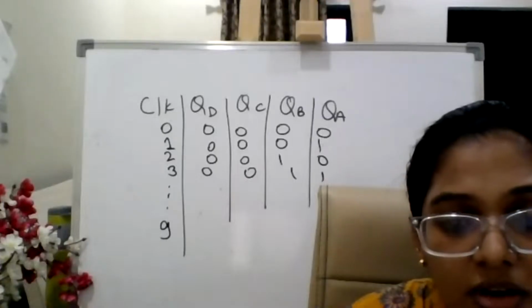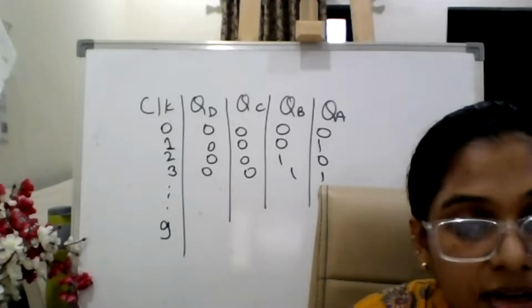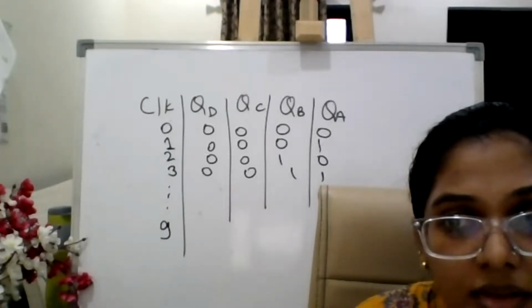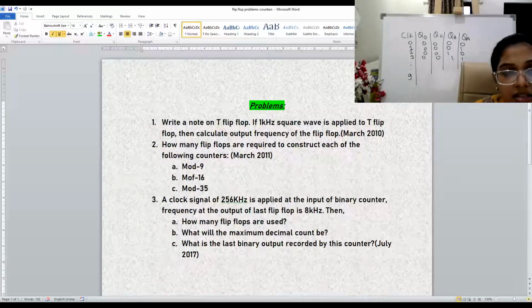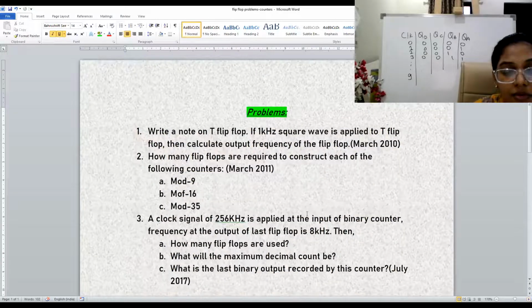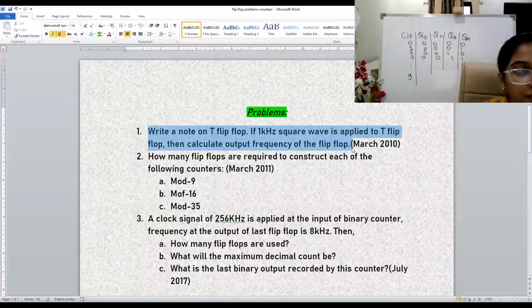Now we will move to the numericals, fast solve करेंगे, and that will be it for today. Okay, so these are few numericals that have been asked in exams. Okay, I will just increase the size a little bit. Okay, first one, write a note on T flip flop. If 1 kilohertz square wave is applied to T flip flop, then calculate output frequency of the flip flop.